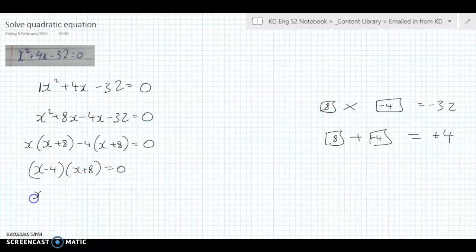And we can set both of these to 0. X minus 4 equals 0, x plus 8 equals 0. And solve both of these independently. Here x equals 4. And here x equals minus 8. And these are our two solutions.